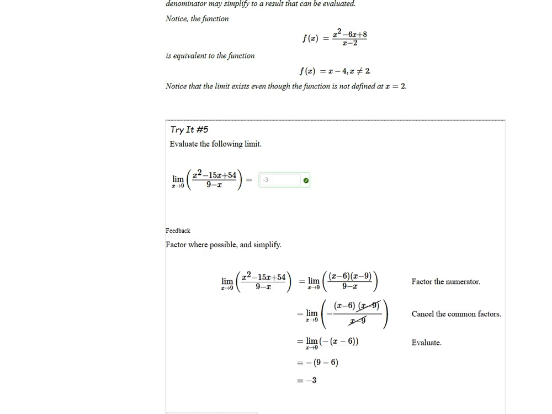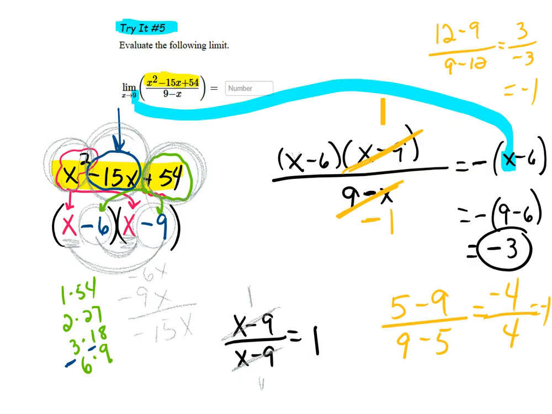Ta-da! And you can see, I can't draw on this, but you can see in the simplification, actually what they did is they factored out a negative 1. But they did the same thing I did. I just thought mine through a little differently. I didn't actually factor out the negative 1. I just realized that an x minus 9 divided by its reverse, 9 minus x, would be negative 1. Hope that makes sense.